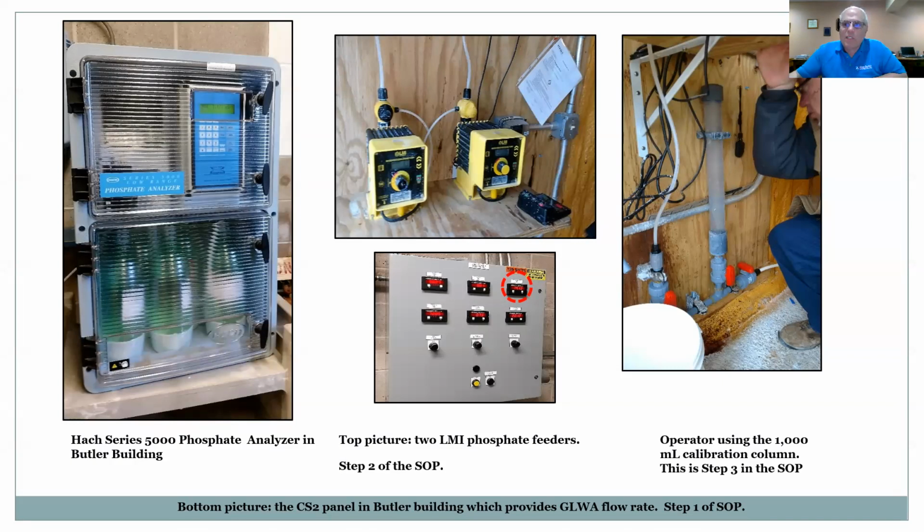They normally have one lead and the other lag. And then on the right, you can see the operator using the 1,000 milliliter calibration column, filling it up, and timing it for a minute to see how long it takes to drop out the 77 milliliters. What are you actually getting? So you can do that for 3 units of 77, say, and determine how long it takes. Or you can do it for 1 minute and see how many milliliters you get. Either way, that's the way to set your feeders.